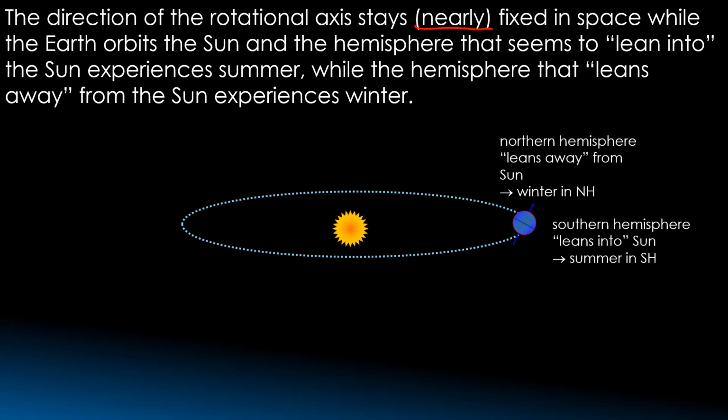So right here we have a little diagram. And what you'll notice is that the axis, and that's the first thing you should always look at when you do any of these, the axis right here, the northern hemisphere is leaning away, it's pointing away, and the southern hemisphere is pointing towards it. And so it'll be winter in the northern hemisphere and summer in the southern hemisphere. Now, as it goes around, that axis is going to remain pointed in the same direction as it goes around the sun.